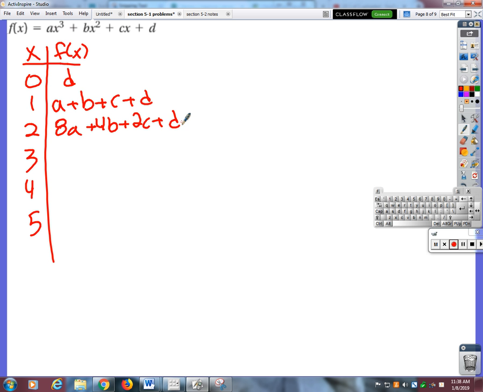Okay? What is 3 cubed? 27. So that's going to be 27a. What's 3 squared? Good. So 9b plus 3c plus d. And let's do one more.